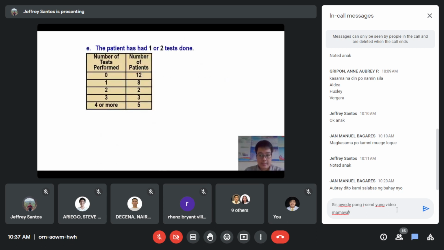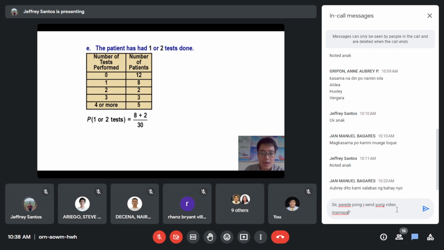For our next example, what is the probability that the patient has 1 or 2 tests done? So here we have the table. So we have the number of tests performed and the number of patients corresponding to it. So since we have OR, anong gagawin? So you're just going to add the probability for 1 and 2, which is 8 plus 2. Tama ba? And then, saan nanggaling ang 30?